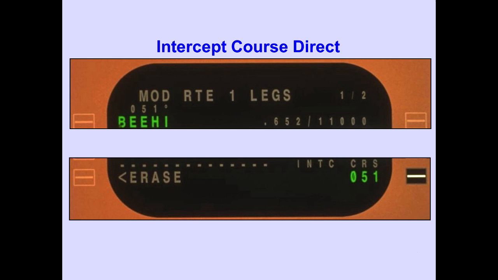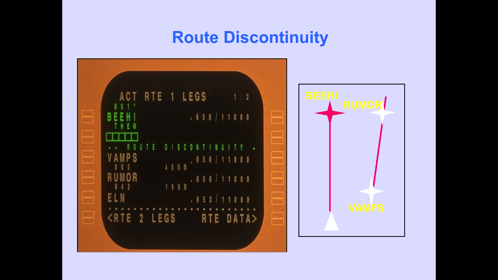To intercept a course direct, enter the desired inbound course on the intercept course line. In this example, the desired inbound course to Beehive is 051. A route discontinuity is created if the waypoint entered is not on the active route. Entering the appropriate waypoint in the box prompts removes the route discontinuity.